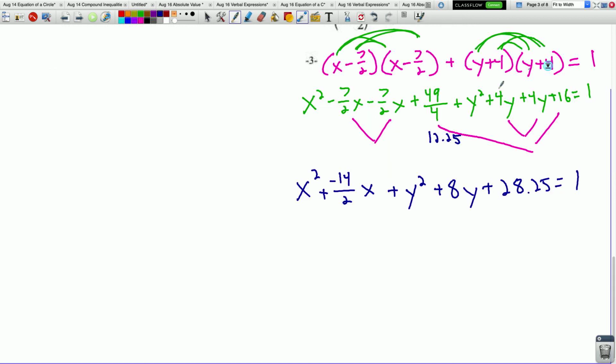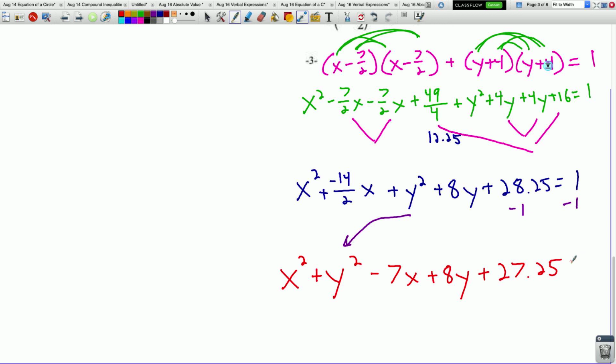And now in the last step of simplification here, I want to simplify this fraction, and I want to bring this 1 over, because in general form it's all equal to 0. Also, I want to bring the y squared term closer to the front. So final answer, x squared plus y squared minus 7x, negative 14 over 2 is 7, plus 8y plus 27.25 after we add a negative 1 in.